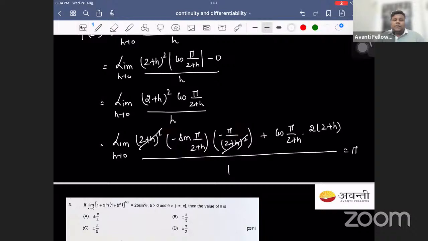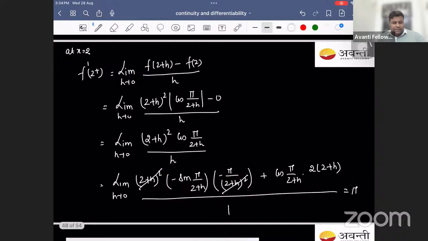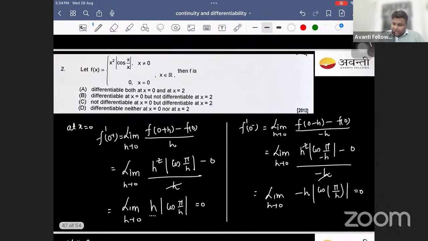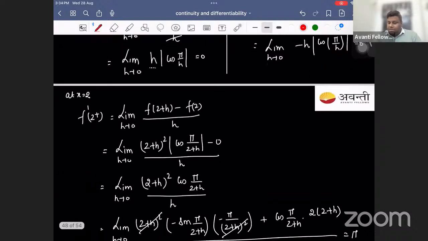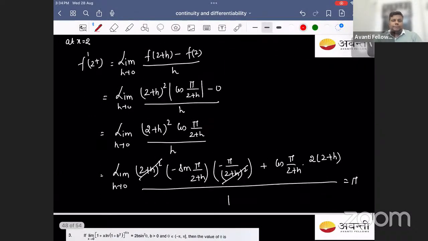In the same manner, you can calculate, sorry, this is the right hand derivative. In the same manner, we can calculate the left hand derivative, and they will not be the same. Am I clear? This is a very good question, undoubtedly a bit tough. So the answer to this question will be Bombay. It is differentiable at x equal to 0, but not differentiable at x equals 2. I hope we can do it now.